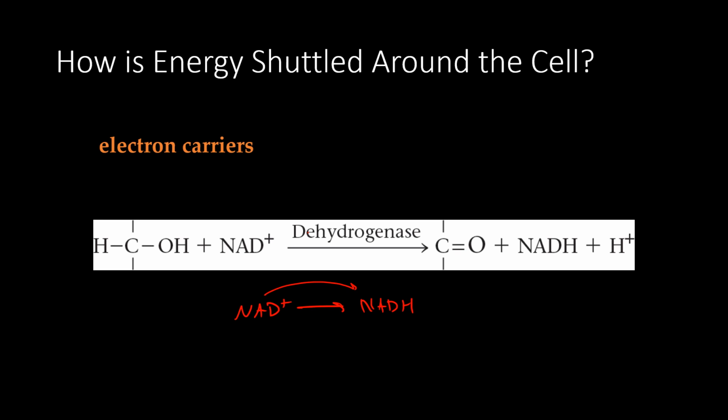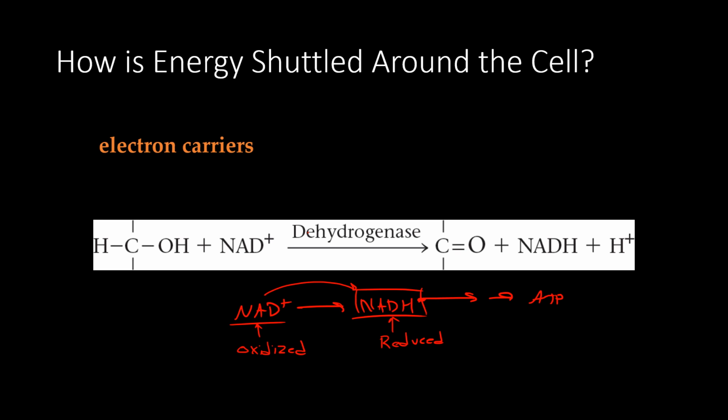We would say that the initial form, NAD+, is the oxidized state, and the form with the energy is the reduced state. And this is the product we're looking for. These are the important molecules that we're going to get and use to eventually make some ATP.